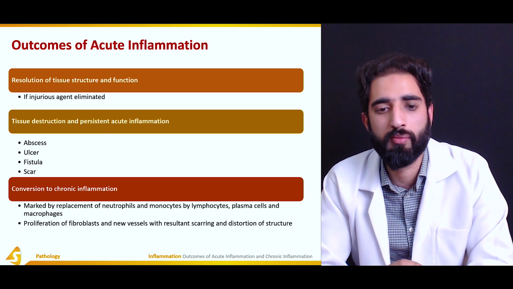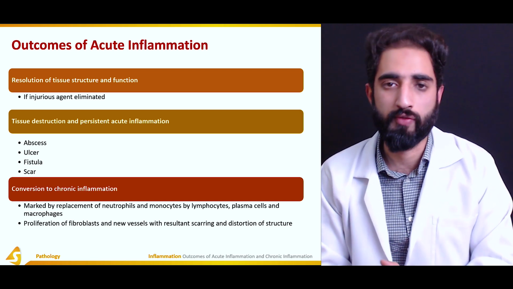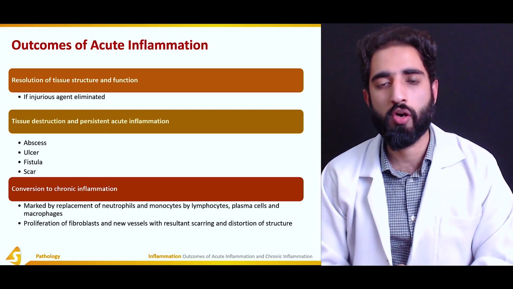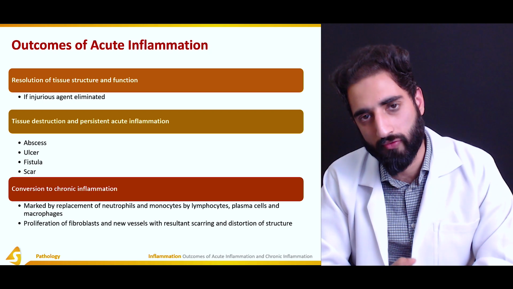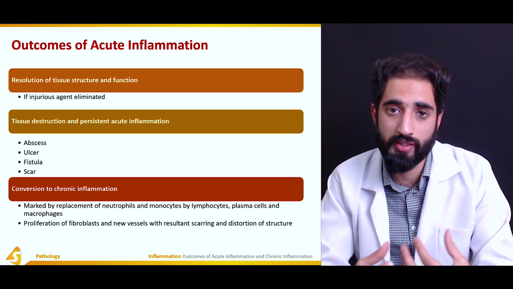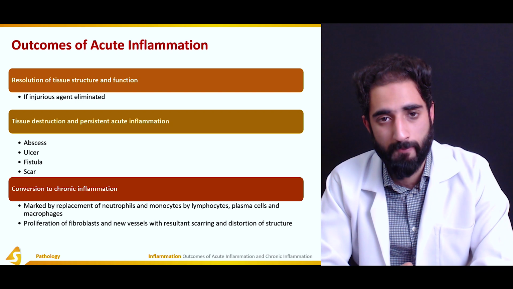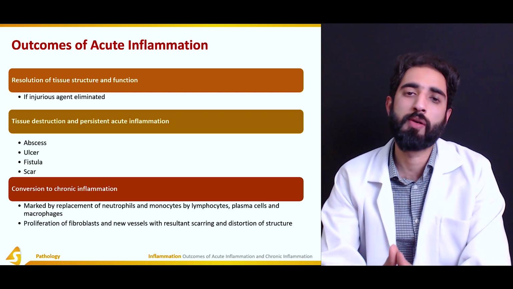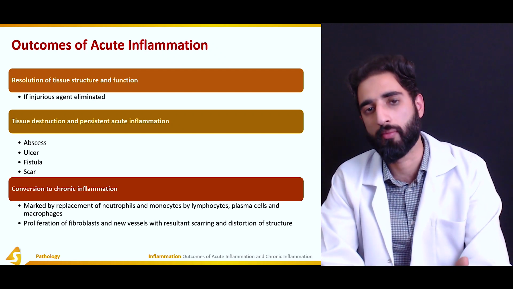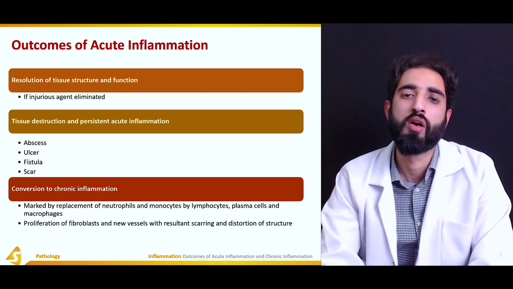The second outcome is tissue destruction and persistent or continuous acute inflammation. This may result in an abscess formation, an ulcer formation, a fistula formation, or a scar formation. What are these different things? We are going to talk about them in the upcoming slides. And the third possible outcome for acute inflammation is the progression of acute inflammation to chronic inflammation.